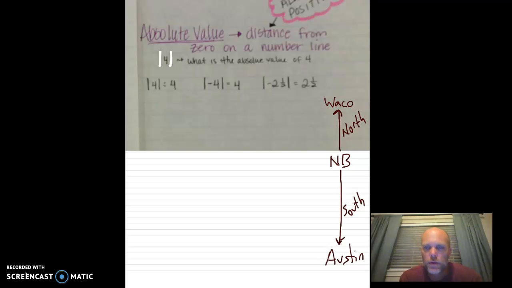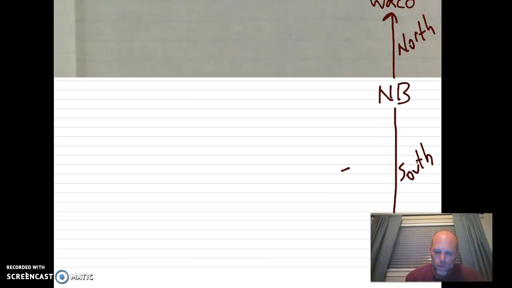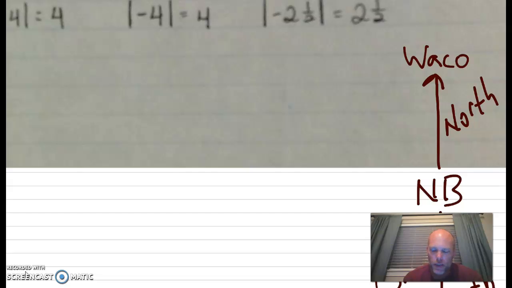If I asked you which one's going to take longer to get to from North Belton, what would you say? Most of you would say Austin, because most of y'all have probably been there, and most of y'all have probably been to Waco. And Austin is south, and south is a negative type number. So let's say Austin is a negative 65 miles from North Belton. And Waco is north, and north is a positive type number.